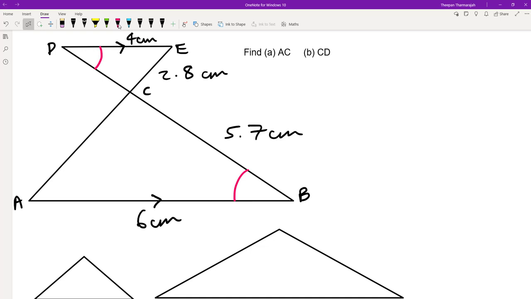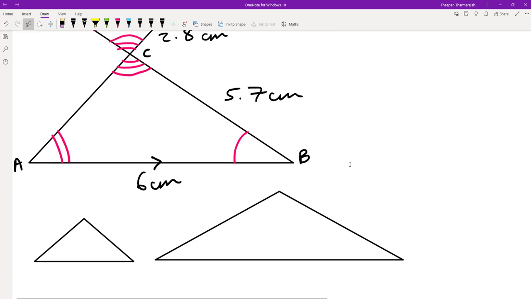And then angle DEA, and these two, is alternate to angle EAB. Then angle DCE is vertically opposite to angle ACB. So now we have identified which angles are the same.